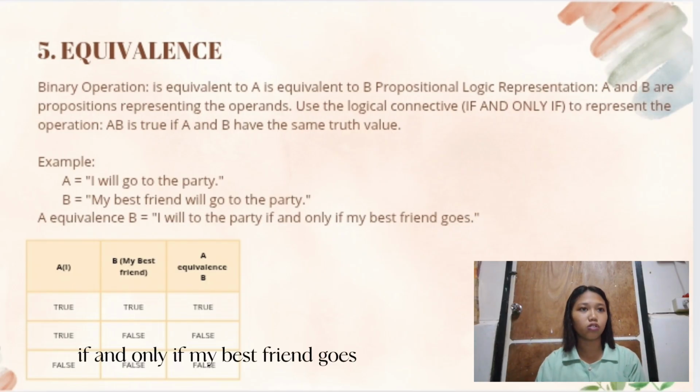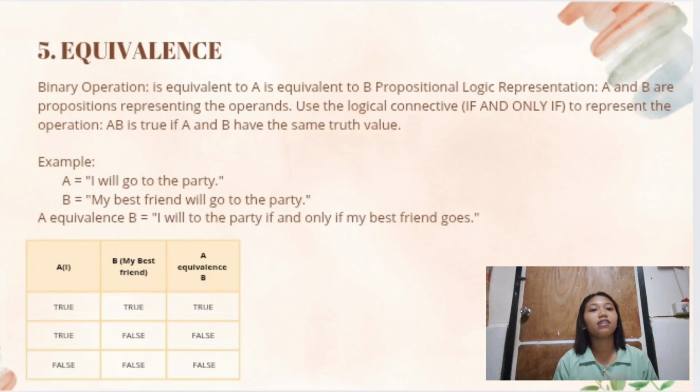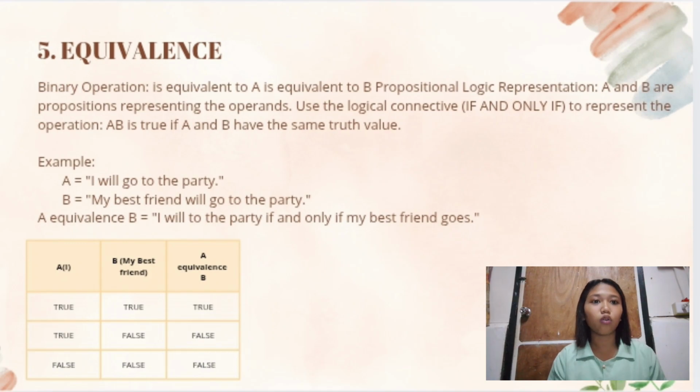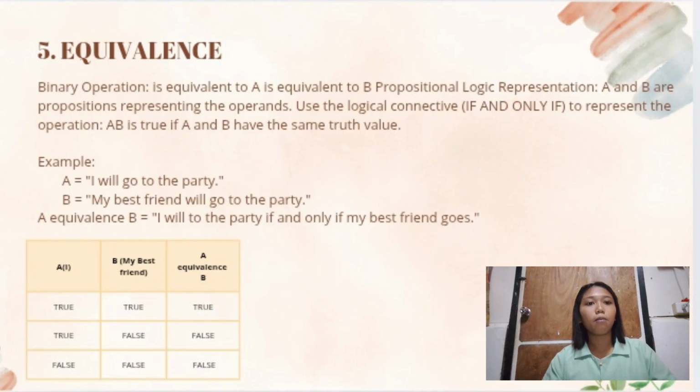In example 1, if I go to the party and my best friend goes, then it is true. In example 2, if my best friend goes to the party but I didn't go, then it is false, because they are different. So equivalence means both statements always match, either both are true or both are false. The rule is it is true when A and B have the same truth value, both true or both false. It is false when A and B are different.